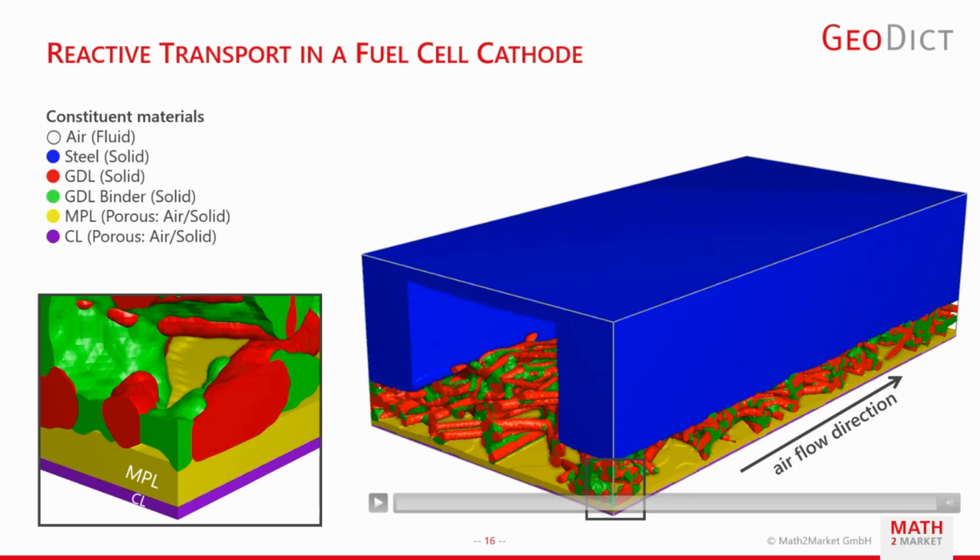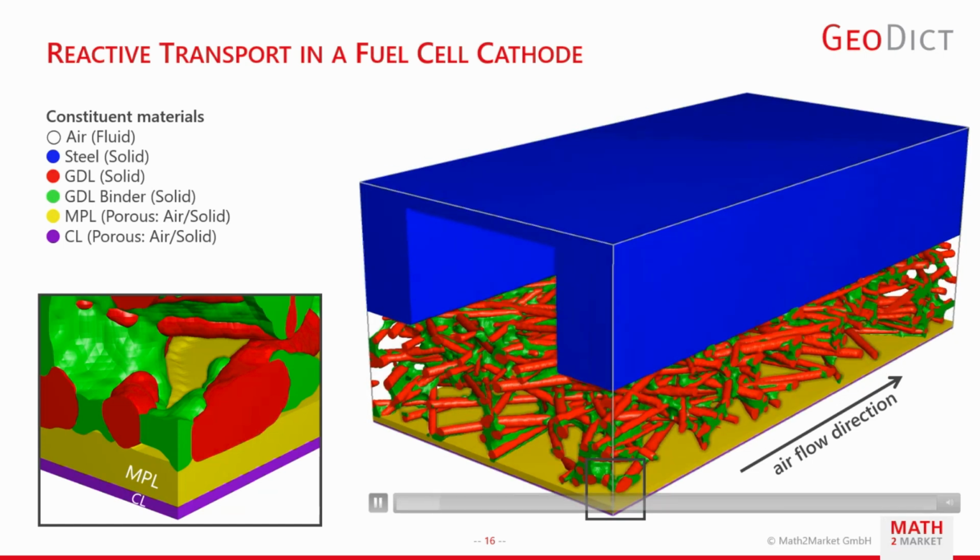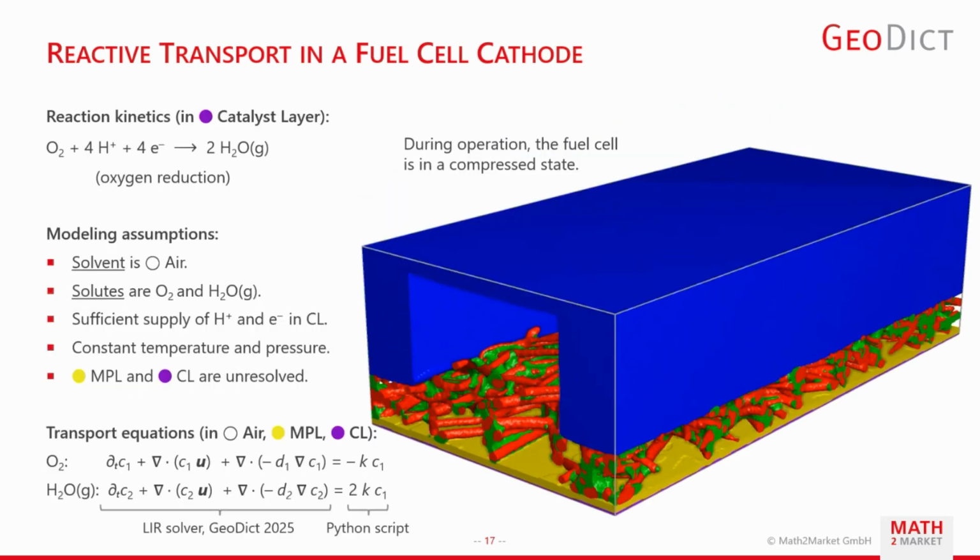And just to repeat the modeling assumptions, we have a constant airflow from the left side to the right side. The solvent fluid is air. The air has a certain oxygen concentration. So the solutes are oxygen and water vapor. We assume that there is no water in liquid form, so no condensation processes are happening. We further assume that there's always enough supply of protons and electrons in the catalyst layer.